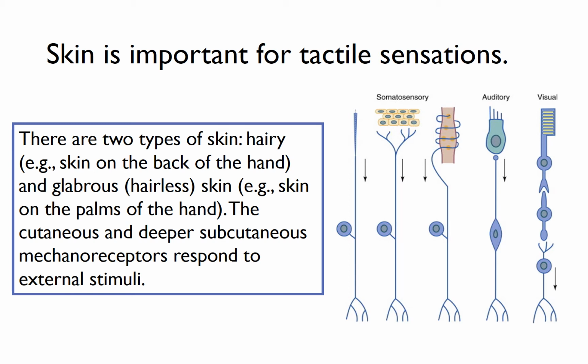The hairy skin, such as probably what you are used to thinking about when you think about skin on the back of the hand, on your arm, etc., versus hairless skin, which is essentially the type of skin on the palm of your hands or the soles of your feet. That's called glabrous skin. And they have slightly different types of mechanoreceptors in those areas, particularly those that are associated with hair and the movement of hair.